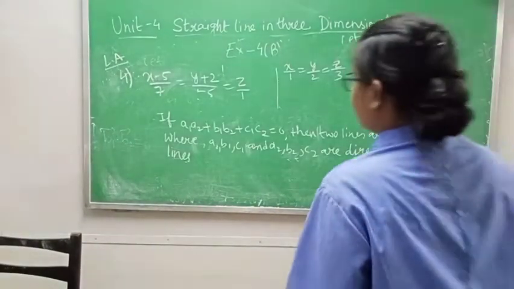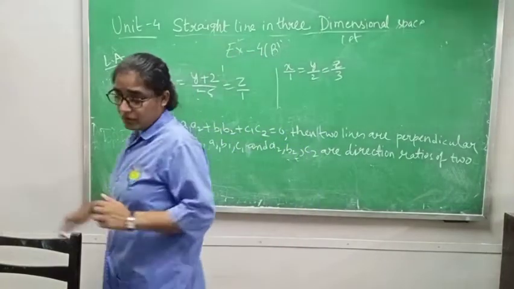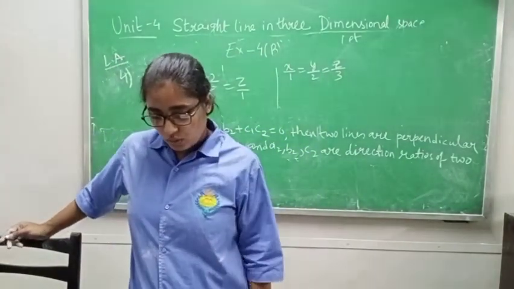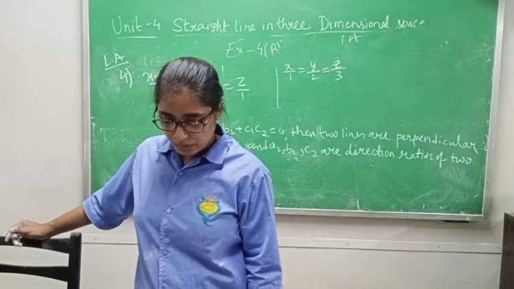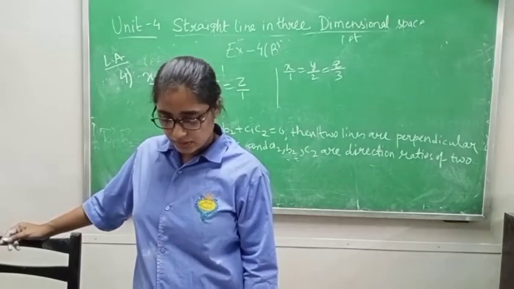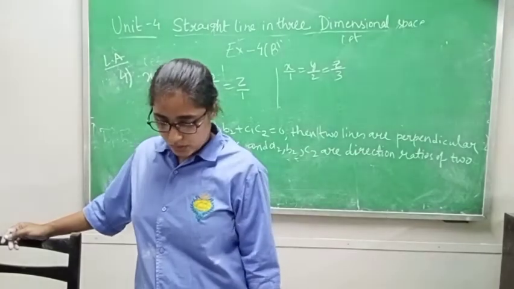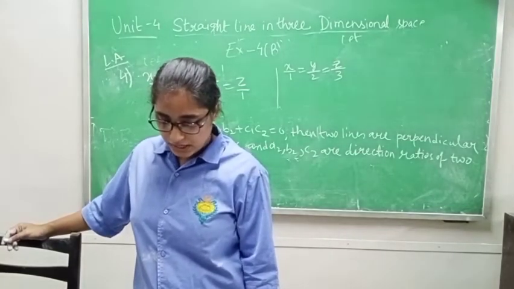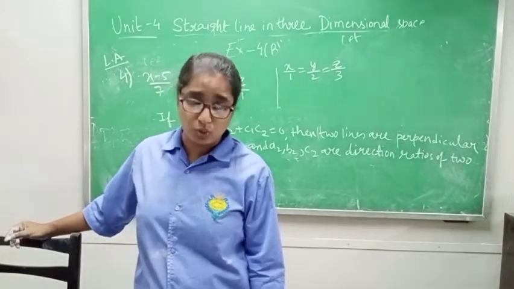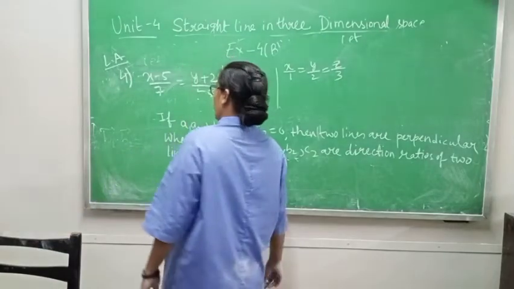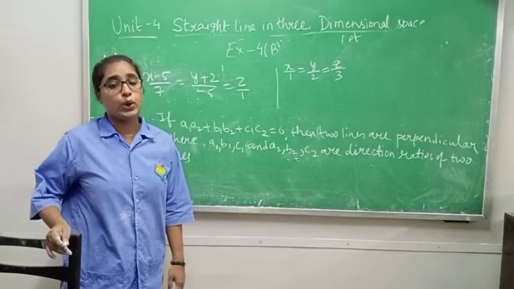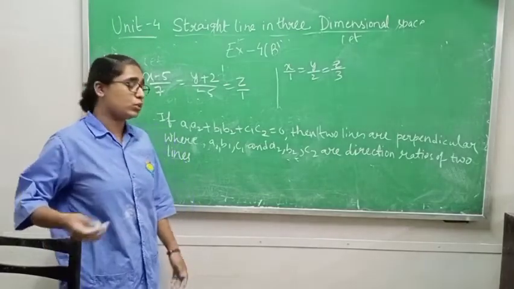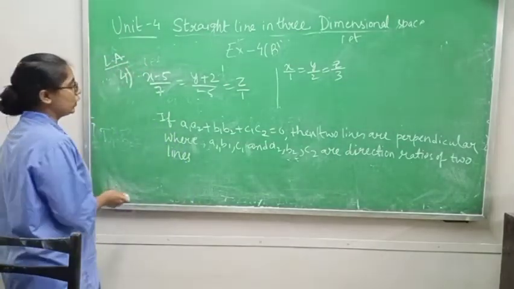Class 12. Long answer question number 4. Please read the question. Show that the lines x minus 5 by 7 equals y plus 2 by minus 5 equals z by 1 and x minus 1 equals y by 2 equals z by 3 are perpendicular to each other. You have to show that these two lines are perpendicular. Now this is not given in vector form, so you will not be able to find b1 and b2. So at that time what will you do?